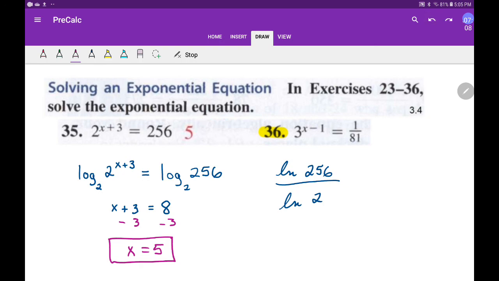But it started with taking the log of the base I didn't want, so I could get rid of that base and just take the exponent. That kind of exposes the exponent. That's the trick.